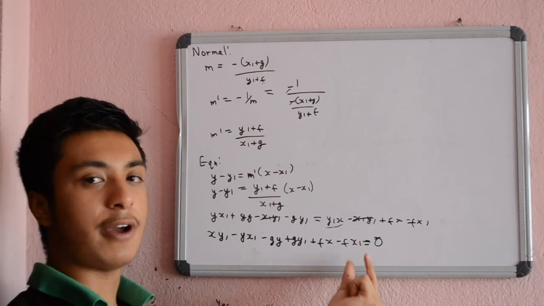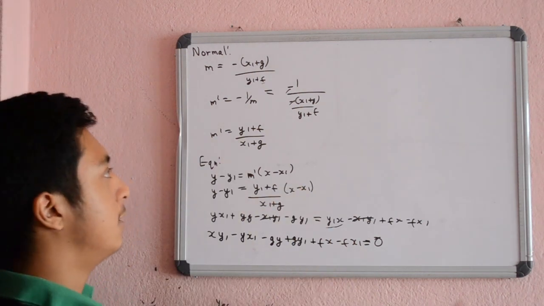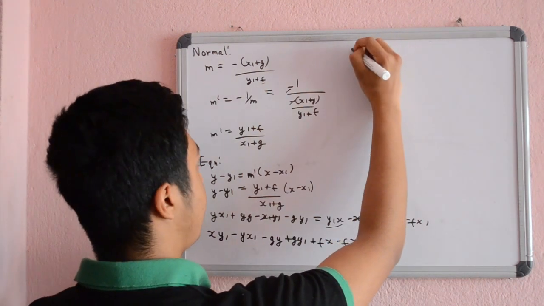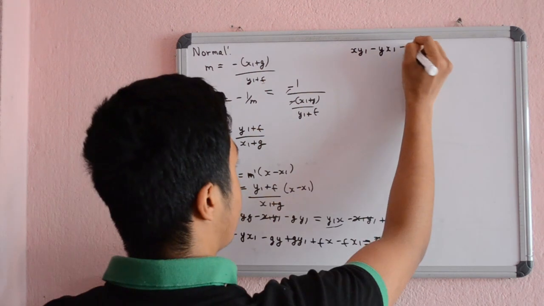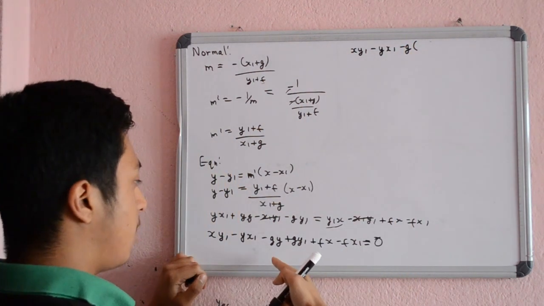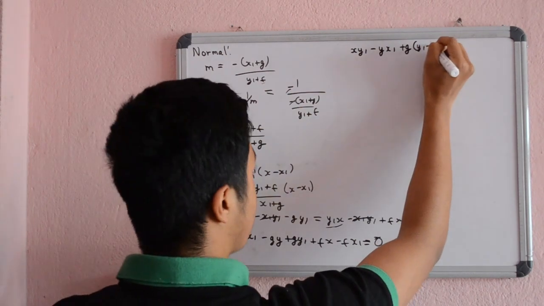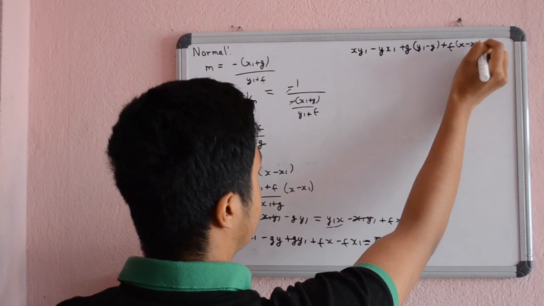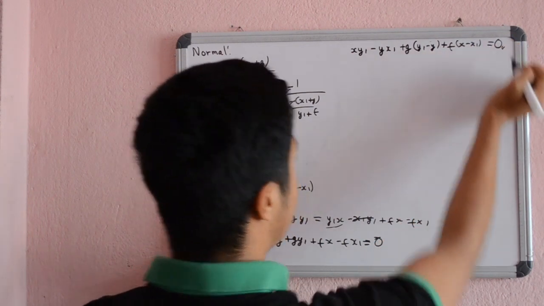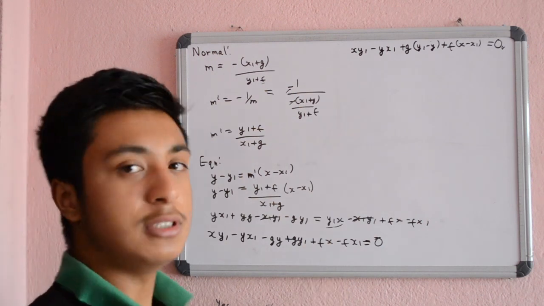Now this is the final equation, but like the previous one, let's make it nicer. So we'll have xy1 minus yx1 minus g, take that common, or I'll take plus g common, y1 minus y, plus f times x minus x1 is equal to 0. There we go. This is the tangent and normal to the equation of the circle.